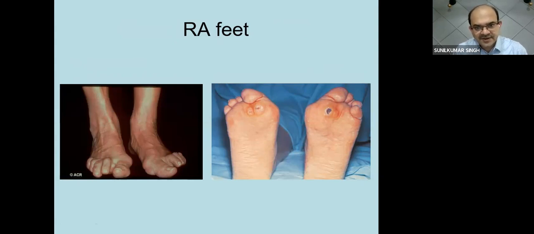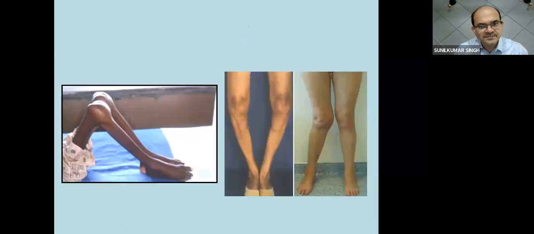You can look at the valgus deformity that is happening at the great toe, the callosities which result from the changes in the biomechanics of the foot, and then you can look at the hammer toe, which all is resulting from destruction of the joint elements, and the biomechanics changes and the pull of the extensor mechanism actually leads to the deformities. And look at the deformities at the knee.